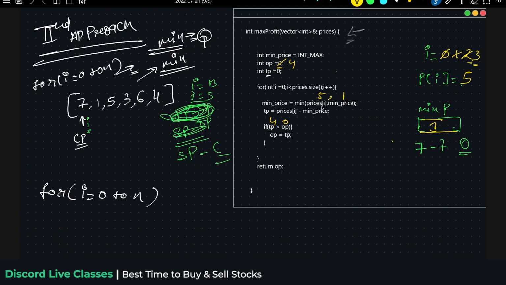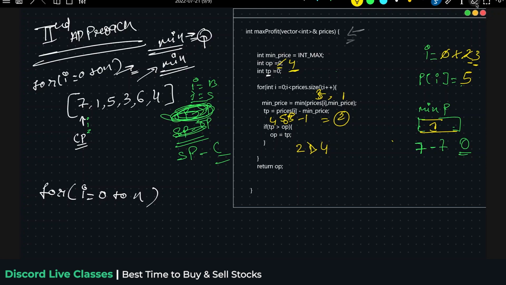The price of I on the third day is how much? 3. And minimum price is 1. Then the selling price is 3, so 3 minus 1, you will be getting 2. Today's profit you are getting 2, and currently the maximum profit is 4. You will not be changing this 4.